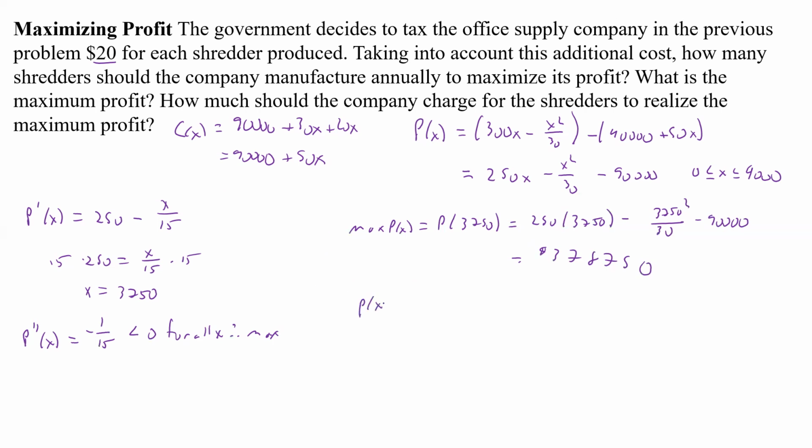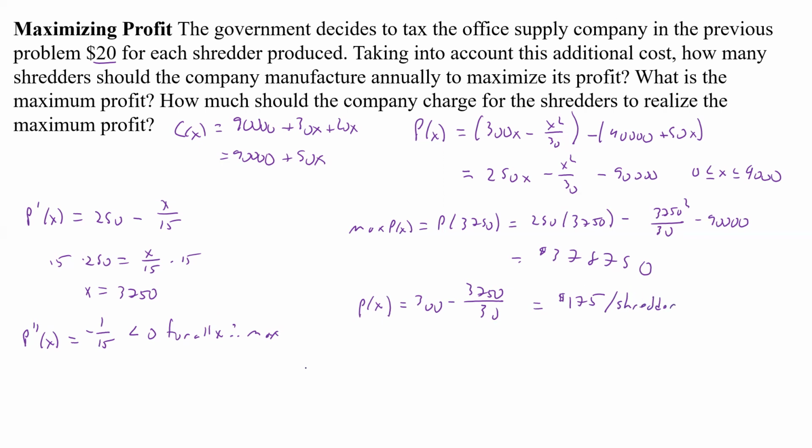The other thing we have to figure out is the price. So P of X for price, not for profit in this case, was 300 minus 3750 over 30. So 3750 divided by 30 minus 300 gives us 175. So now our price has gone up a little bit per shredder.